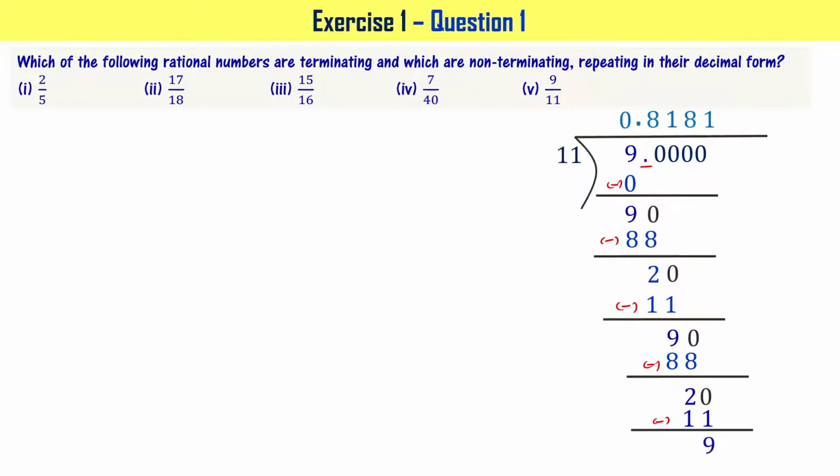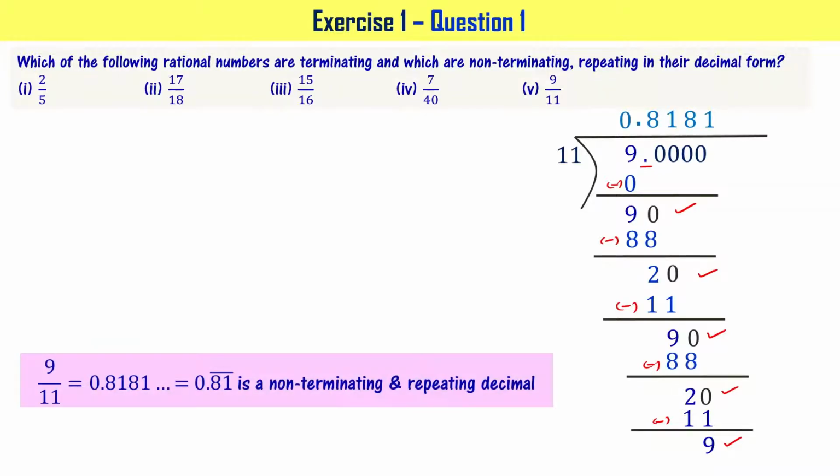Look at this. We have here 9 as the answer, then here 9 as the answer, and 9 as the answer here. Similarly, we are getting 2 as the remainder here, 2 as the remainder here. And if you process further, we'll be getting 2 as the remainder again, right? So we'll stop here and write 9 by 11 as 0.81, 81, and so on, right?